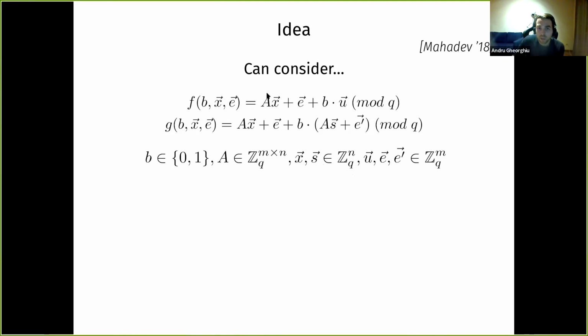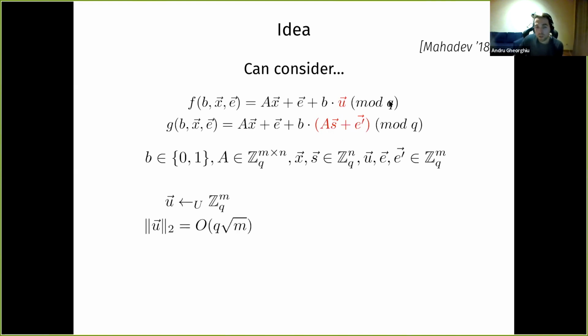What's happening in these functions is we're computing A times x plus this vector e, and then conditioned on the value of b, whether b is 0 or 1, you may or may not add another vector here. In this case, if b is equal to 1, you add this u vector. Otherwise, this is just 0, so it disappears. For this other function, if b is equal to 1, you add this As plus e' vector, and otherwise you don't. So the only difference between the two functions is whether you're adding this u vector or this As plus e' vector.